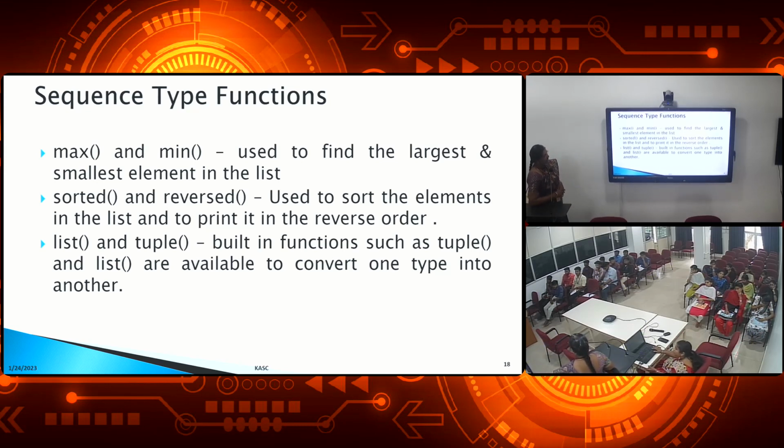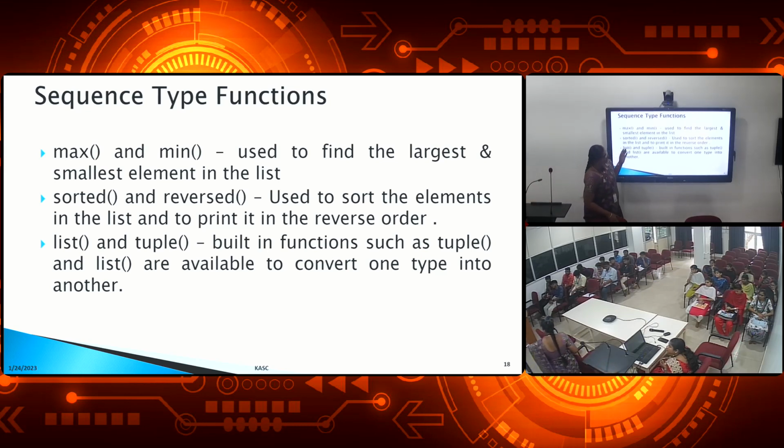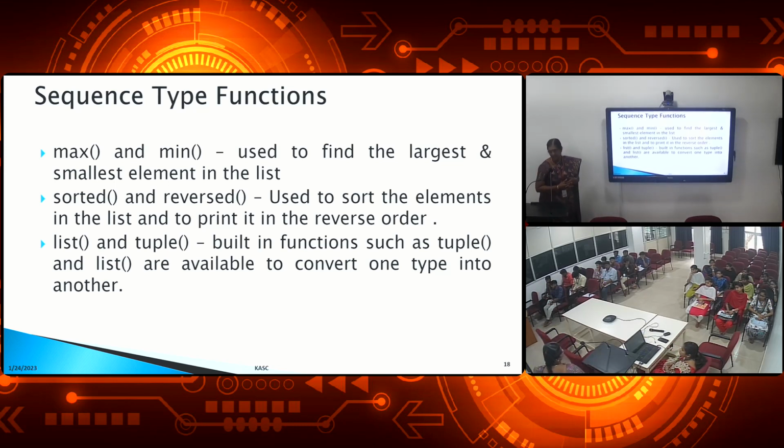And this is for maximum and minimum, sorted, reversed, and list and tuple. Everything is a built-in sequence type function. The max and min functions are used to find the largest and smallest element in the list. Sorted is used to sort the elements in that list, and reversed prints the elements in reverse. The list and tuple built-in functions are available to convert from one type to another.